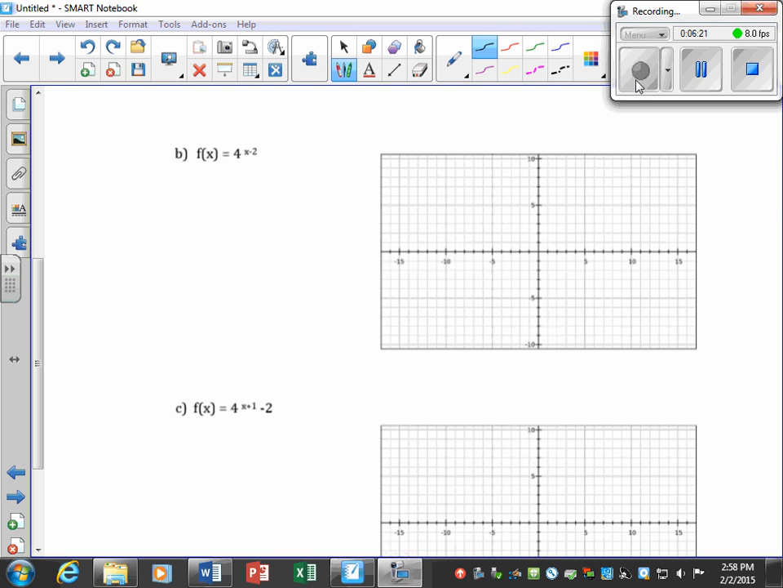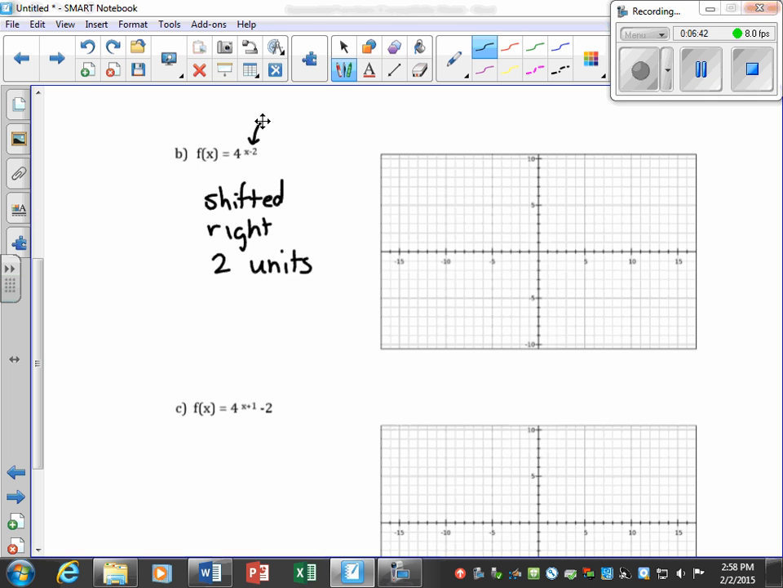Alright, for f of x is equal to 4 raised to the x minus 2 power, that's kind of small. Just using our rules for transformations, we can look at this and say that this thing is shifted to the right 2 units. Using our previous knowledge of transformation, if I would usually have 0, 1 on my graph for all of my exponentials, and I shifted that to the right 2 units, it would be here, which is the ordered pair 2, 1.